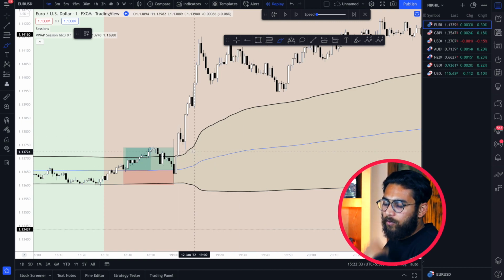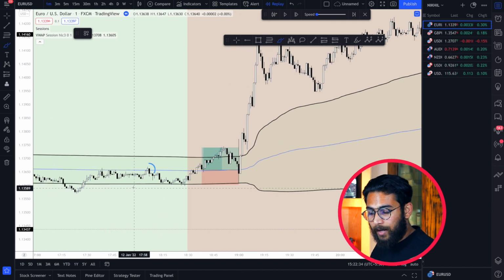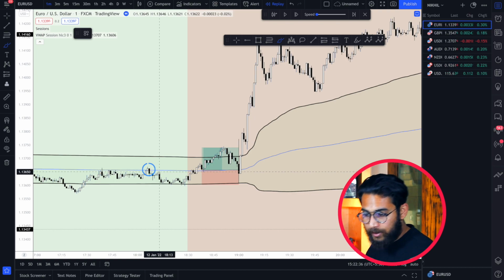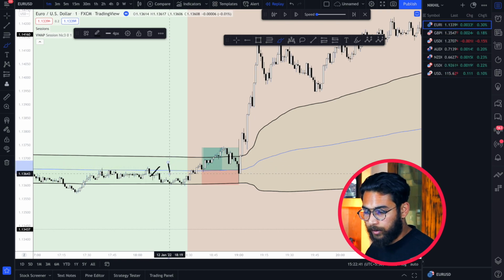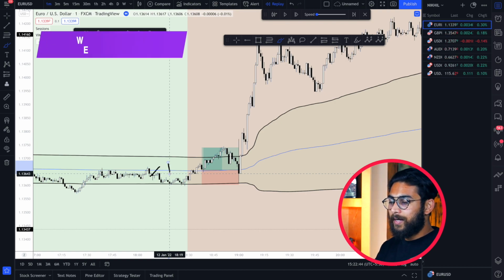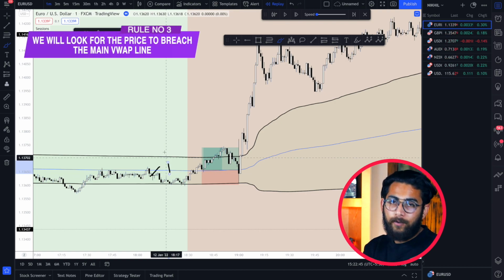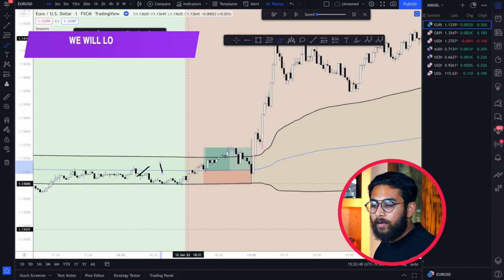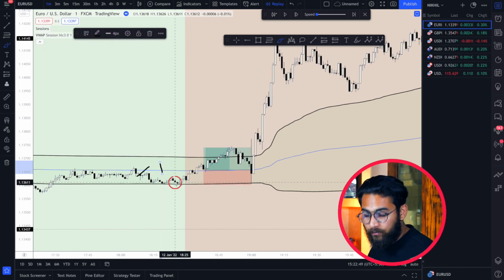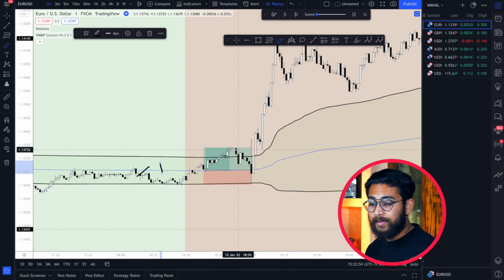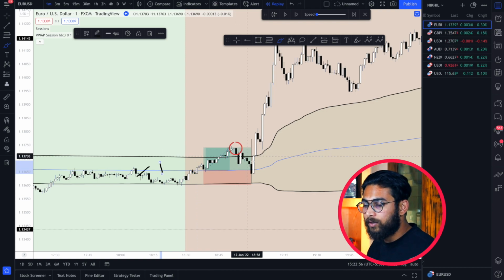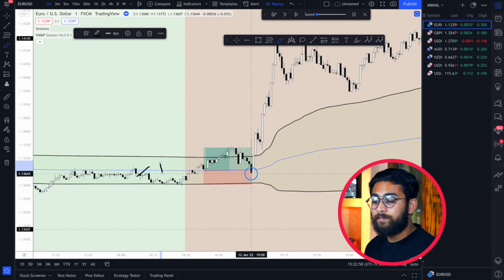The thing that we are looking for over here is the price breach of the middle band, which is the main VWAP line, either to the upside or to the downside. This is the main aspect of our strategy and also rule number three. If the price is below the middle line, we will wait for the price to breach it and close above it. And if the price is above the middle line, then we will wait for the price to breach it and close below it.